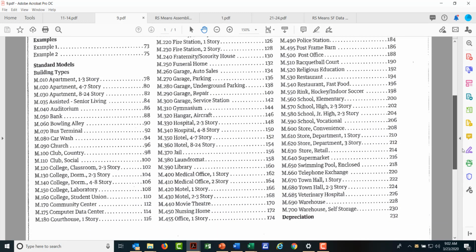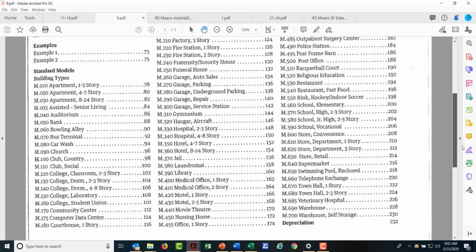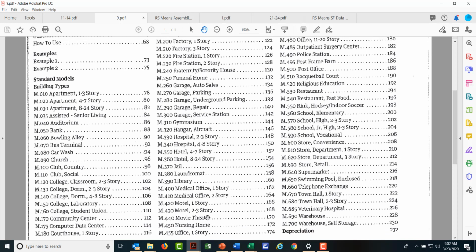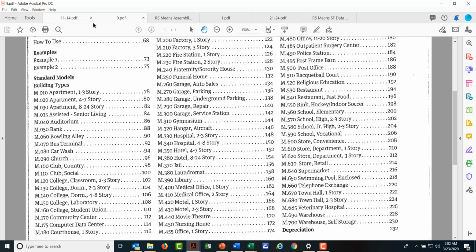And you'll notice here that we're going to do Roland Office, which is a one-story office. If you went to page 174, they have a template for an office. Let's do that real quick.